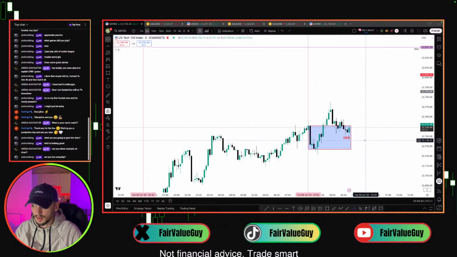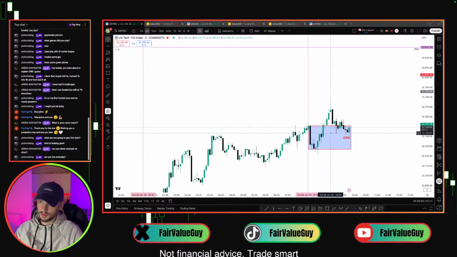So basically, this is the ORB. A breakout from the initial range of the first 5, 15 or 30 minutes of the market. Simple as this.